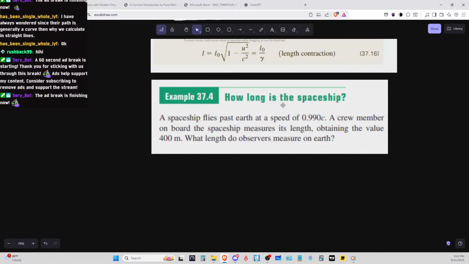Let's see. How long is a spaceship? A spaceship flies past Earth at a speed of, okay. A crew aboard the spaceship measures its length and obtains the value 4 meters. What length do the observers measure on Earth?